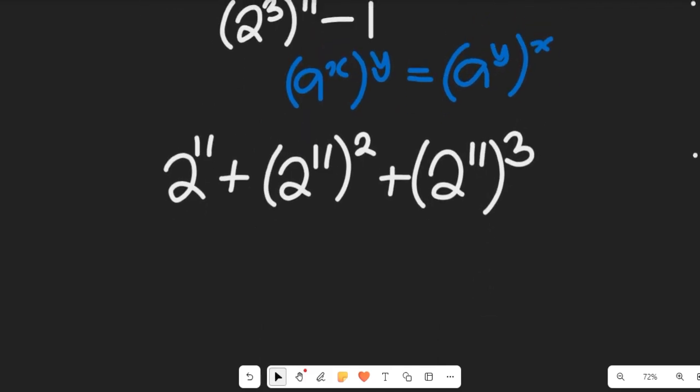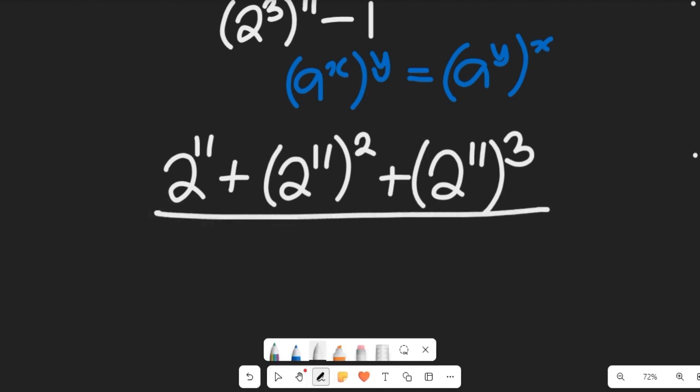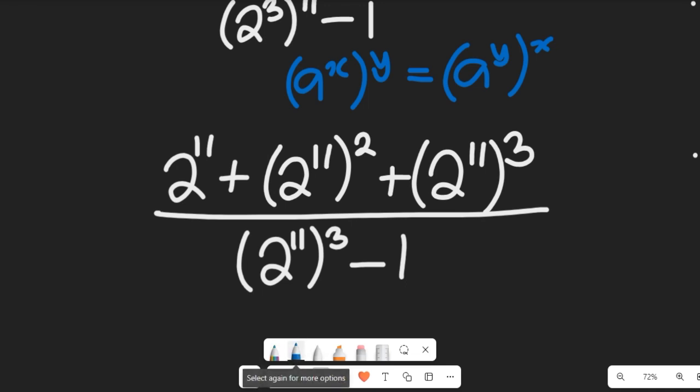And that will give me what? The denominator, which is 2 to the power of 11 multiplying the power of 3, and this would be minus 1. Now with this expression, I have 2 to the power of 11 reoccurring. Now I can decide to say, let y be equal to 2 to the power of 11.